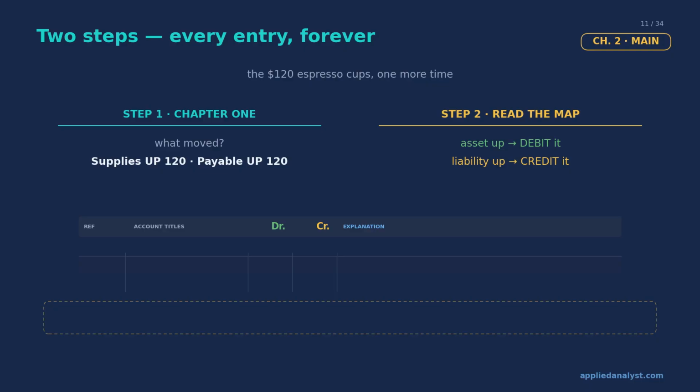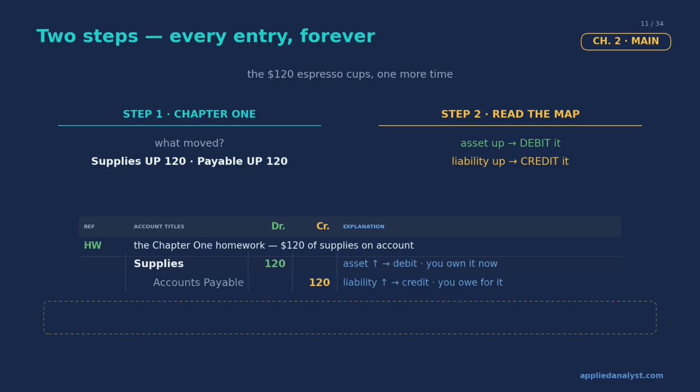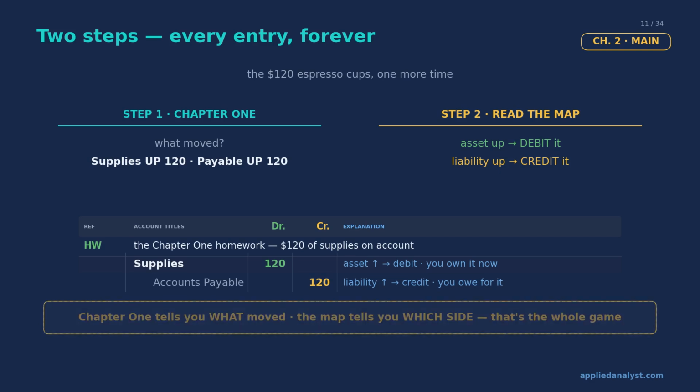Supplies is an asset going up. Assets grow by debits, so debit supplies 120. Accounts payable is a liability going up. Liabilities grow by credits, so credit accounts payable 120. Done. 2 lines, and the homework is closed. The professional way. Chapter 1 tells you what moved. The map tells you which side. That is the entire game.